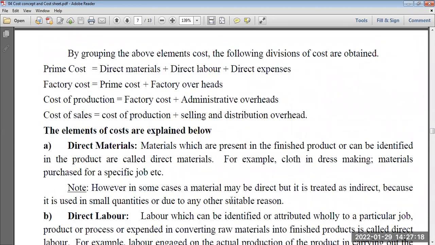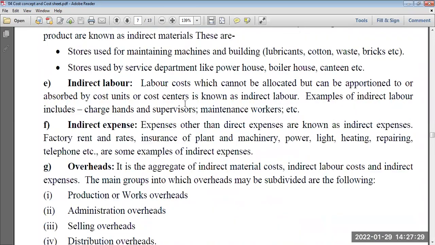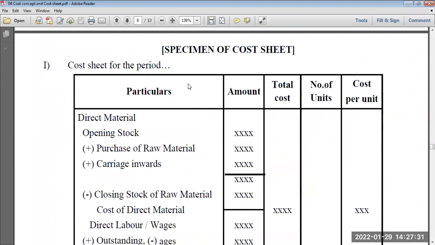If you write this in a statement form, that becomes a cost sheet. Direct material, next direct labor plus direct expense. Like that, if you write, that becomes a statement of cost. Look at this, this is a cost sheet.